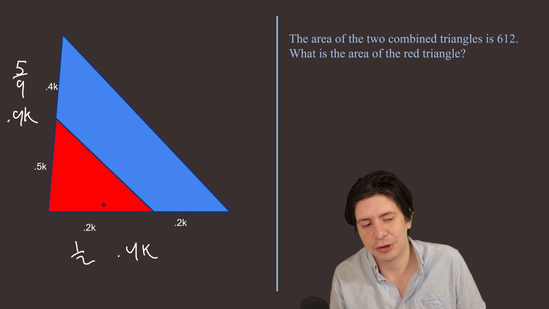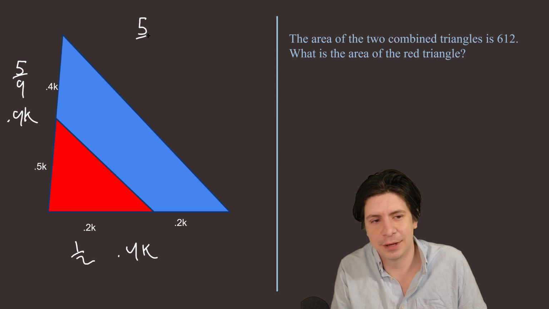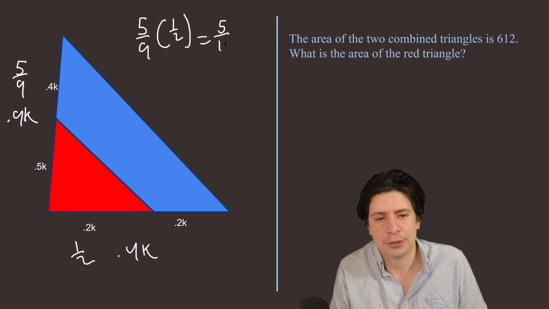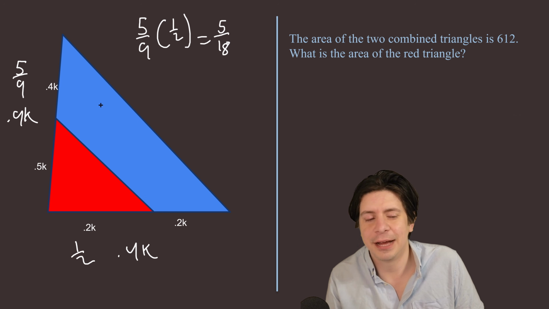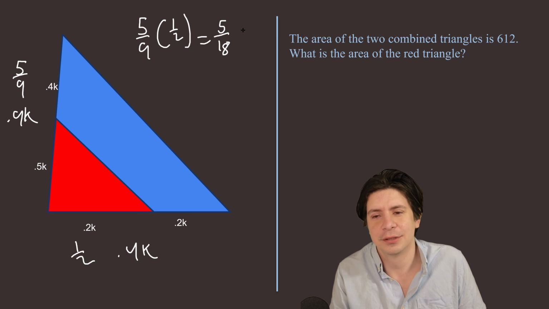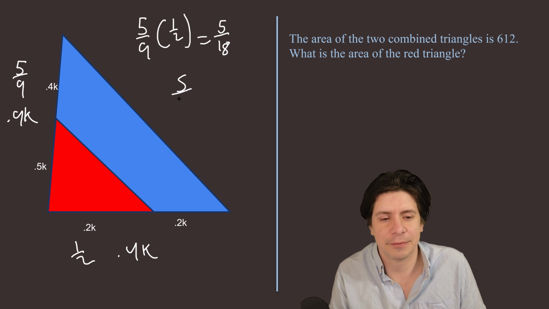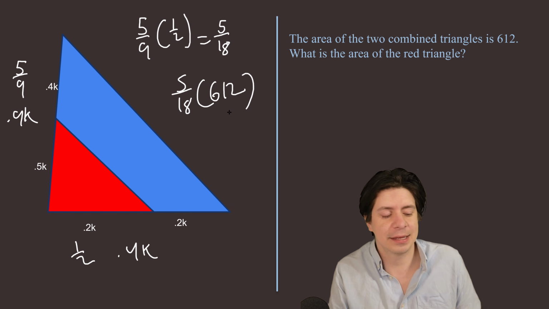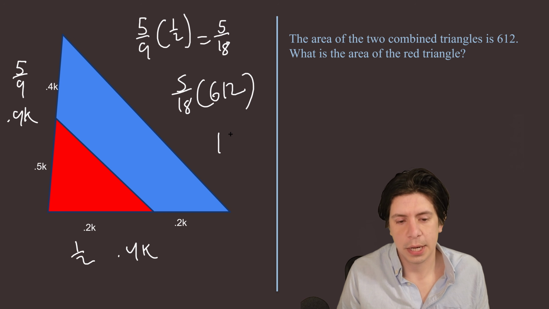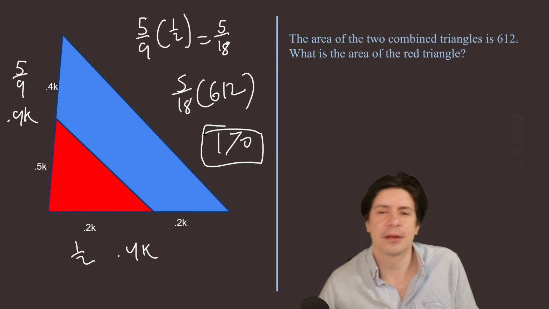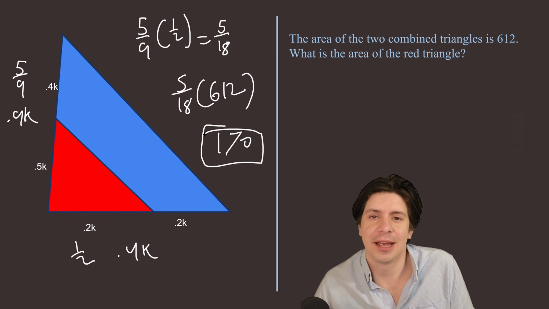So the dimensions are half and 5/9. You do 5/9 times half, and you get 5/18. So the area of the red is going to be 5/18 the area of the whole thing. So you multiply that by 612. 5/18 times 612, and that gives you 170. Beautiful, clean number. Great concept to know for geometry and more.